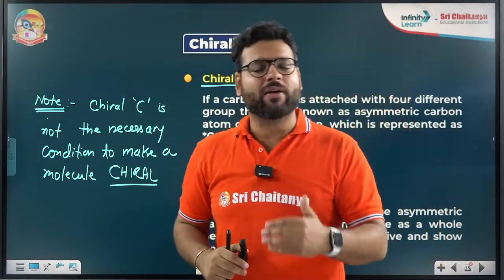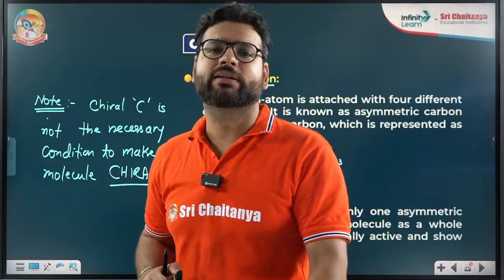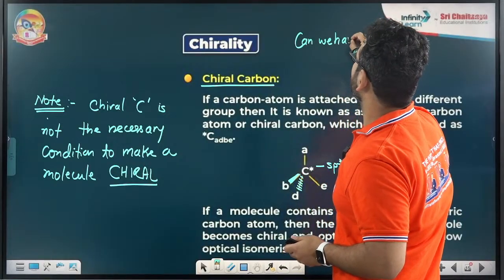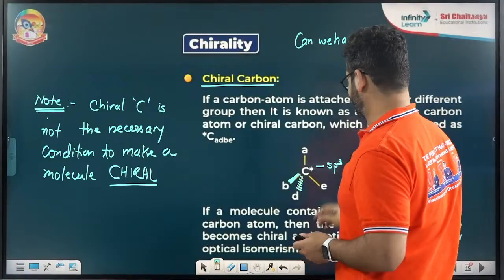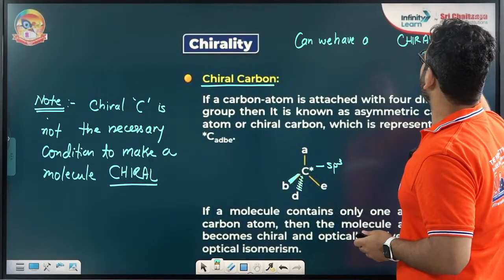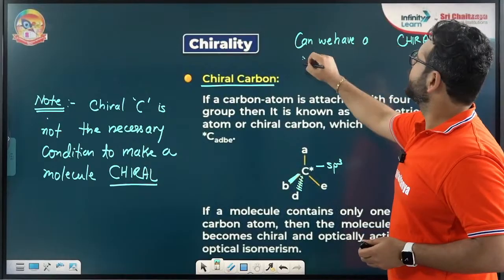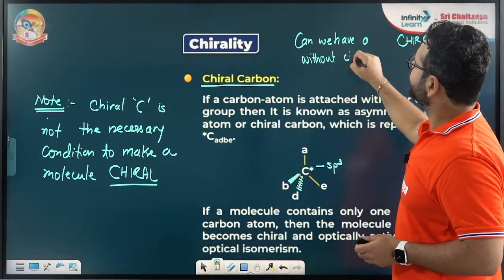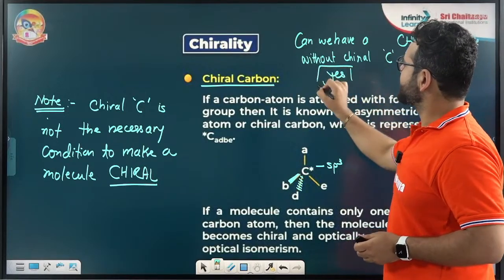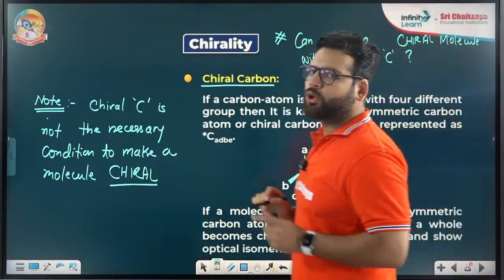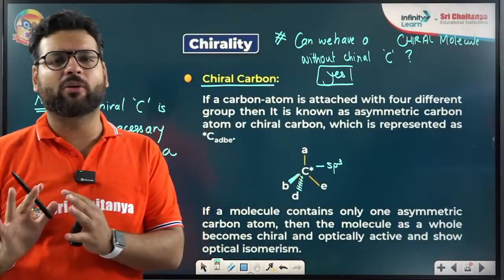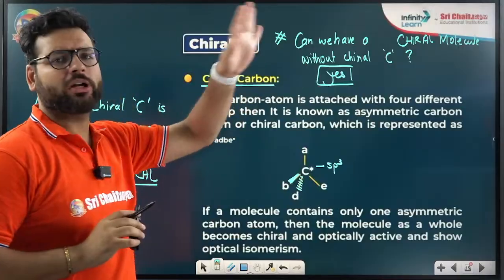Can you have a chiral molecule without a chiral carbon? Answer is yes. We will see the example. 2 examples will come here, allenes and biphenyls. Allenes and biphenyls are some compounds which do not carry a chiral carbon, but still the molecule is chiral.